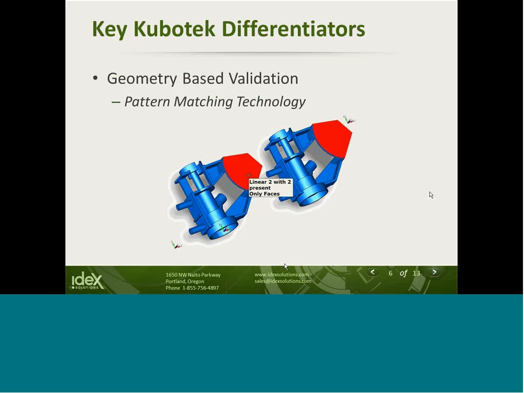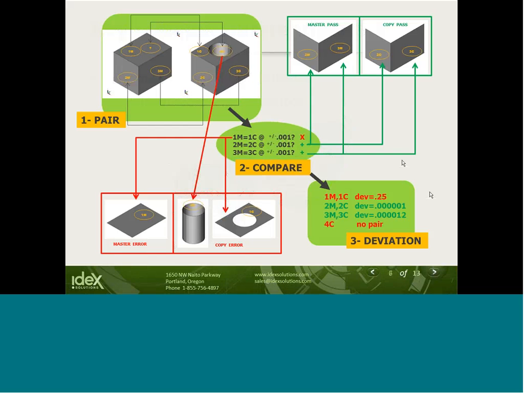So how does that translate into the comparison process? If you look at the comparison process, it's really a three-step algorithm. It uses pairing, which is the pattern matching we just looked at, comparison, and then a deviation calculation. So really quickly going over this slide, if you look at pairing, if you look at two models or two CAD data sets, we would use pattern matching to start to pair up the elements between the two models.